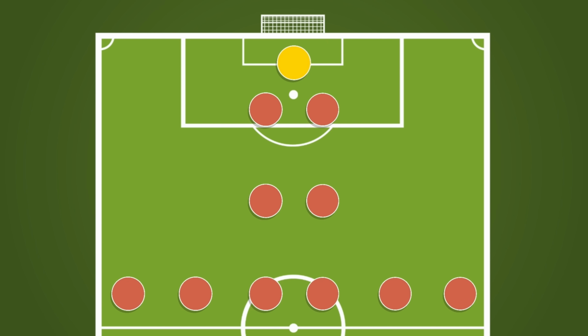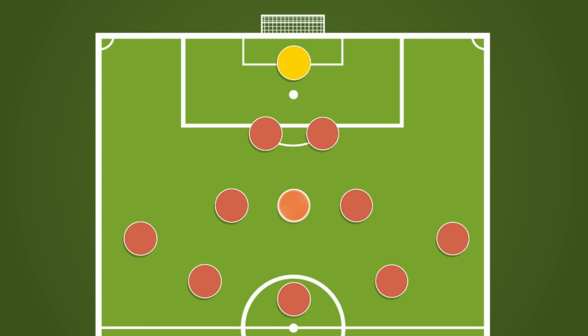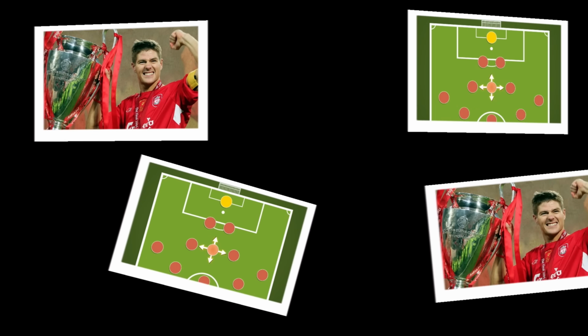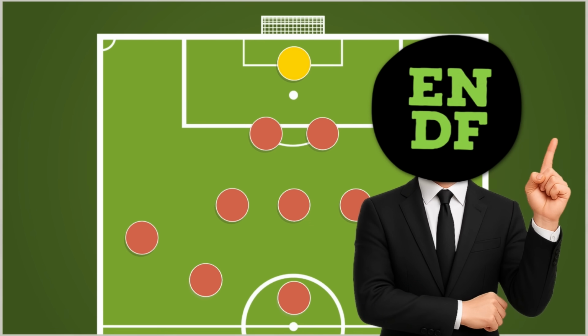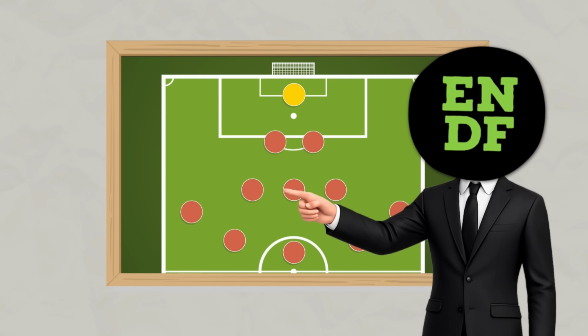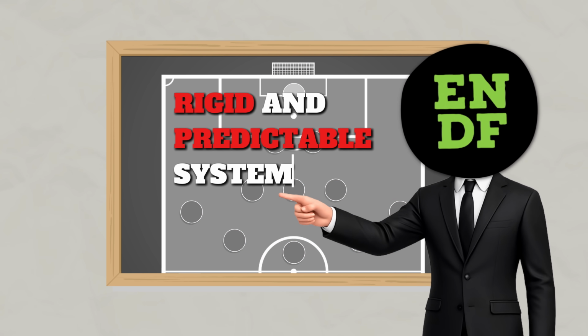If we start from the previous setup, what happened was that one forward dropped back to midfield. This extra player had an all-around role: assist, score, and even defend when necessary. That's how a role was born that decades later would make people like Steven Gerrard or Yaya Toure shine. However, as time went on, the teams adjusted and a new issue emerged: the rigidity and predictability of the system.